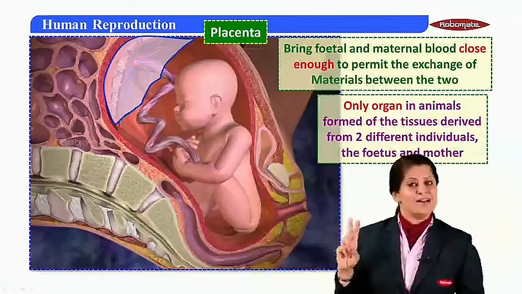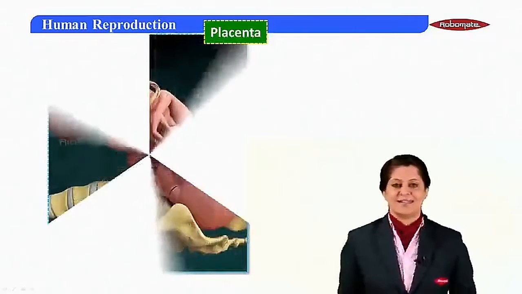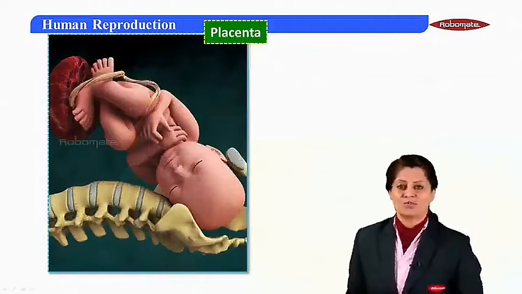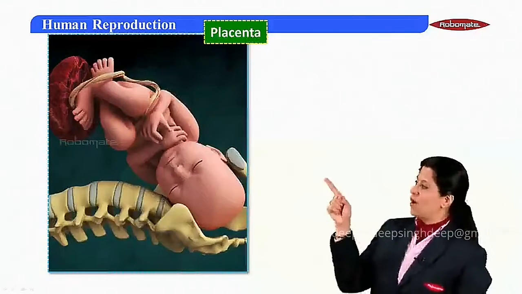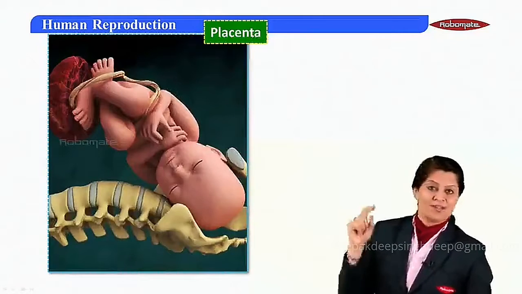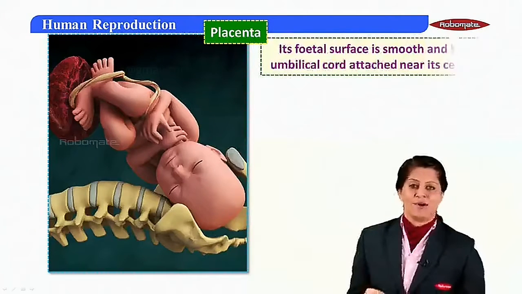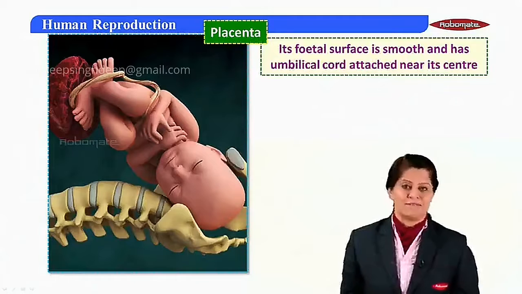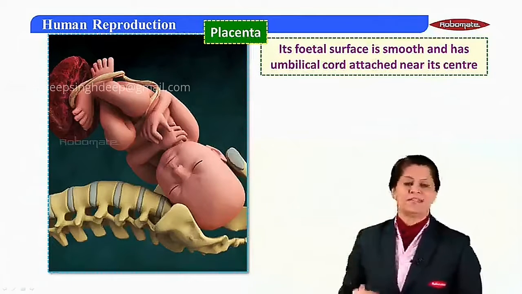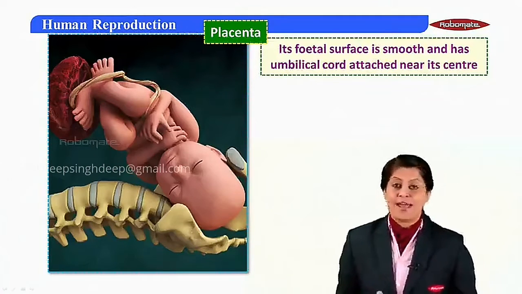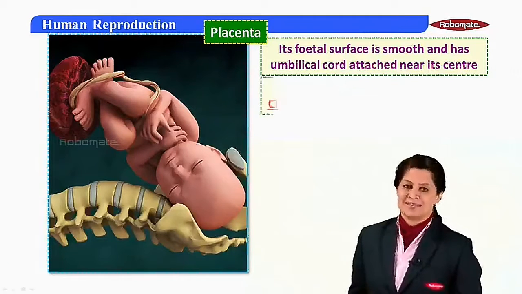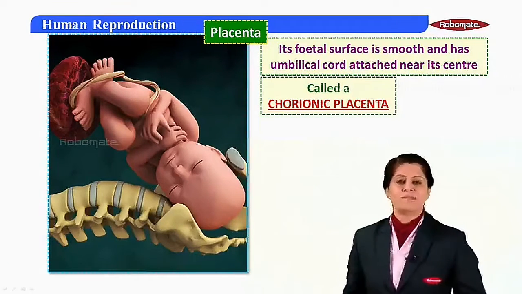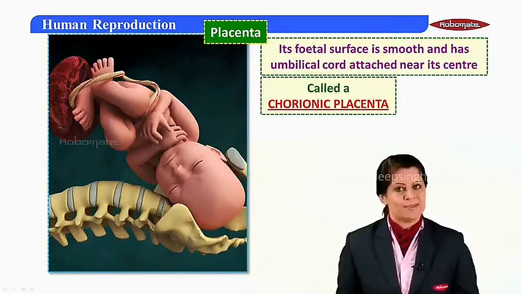And which are those 2 individuals? Mother and the fetus. Also observe here, students, in the center of the placenta is a cord arising, and that cord is called the umbilical cord. Its fetal surface, the placenta towards the fetus side, is smooth and has the umbilical cord attached near its center.